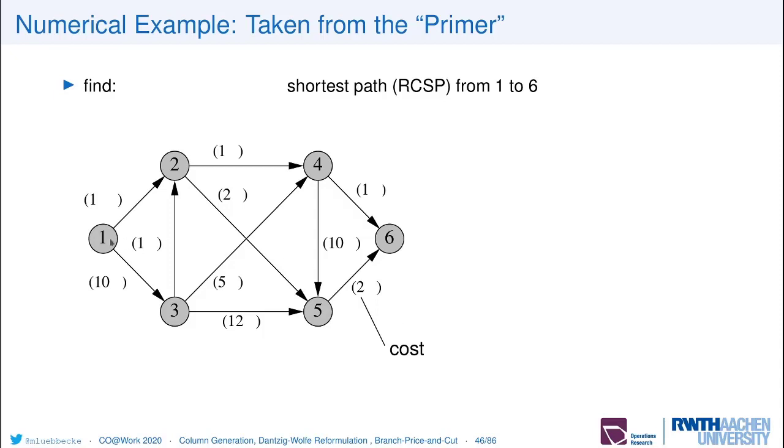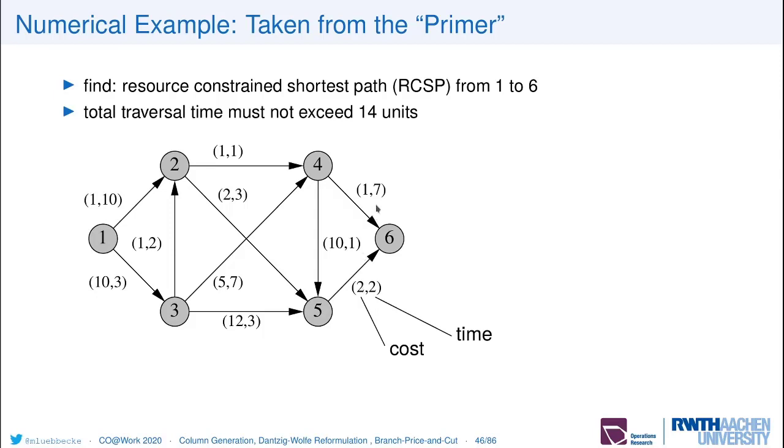We are looking for a shortest path from vertex 1 to vertex 6, and we're given the cost on the arcs. But this is a resource constrained shortest path. So we have a second number here, which is the traversal time on each arc, the time it takes to go from one point to the other. And as an additional constraint, the total traversal time of the path from 1 to 6 should not exceed 14 time units. Okay, so this is the problem. It's a very simple one, but it appears as a subproblem in many, for example, routing applications, crew scheduling applications, and so forth.